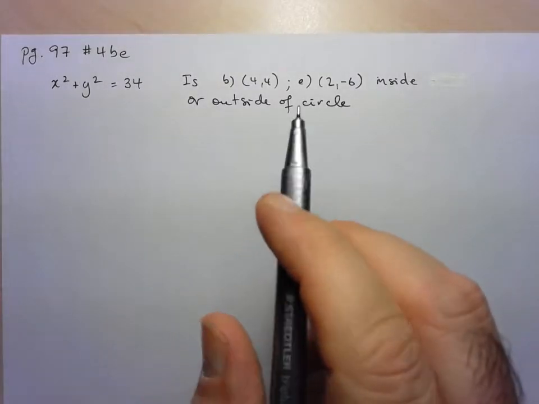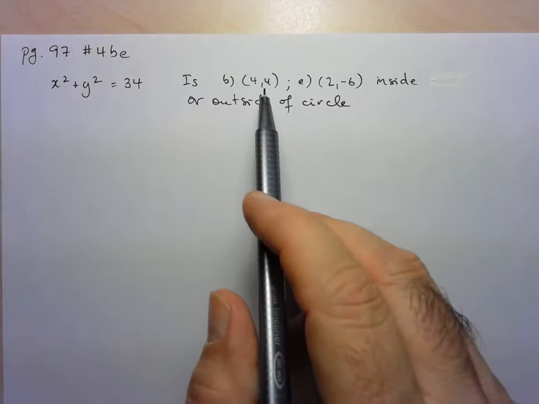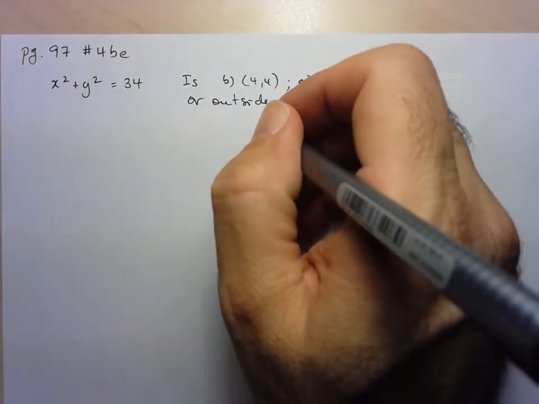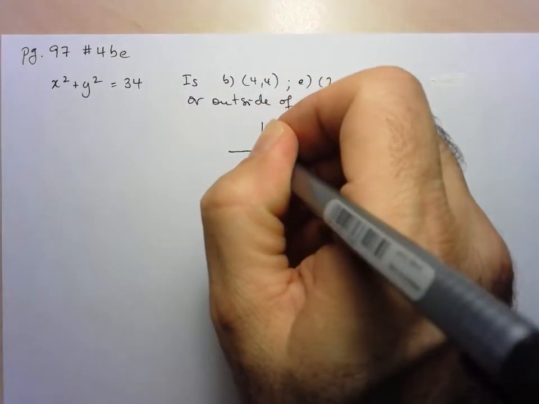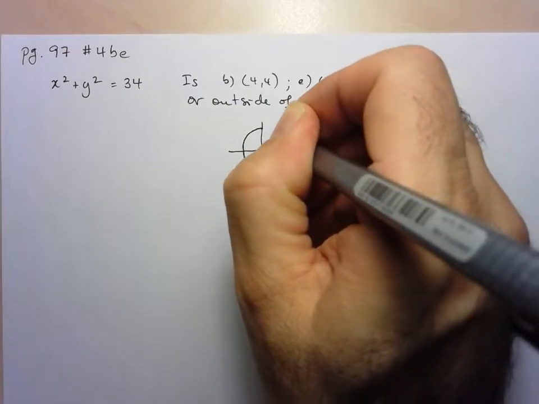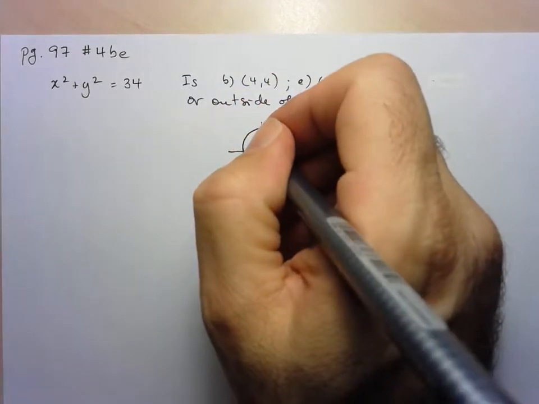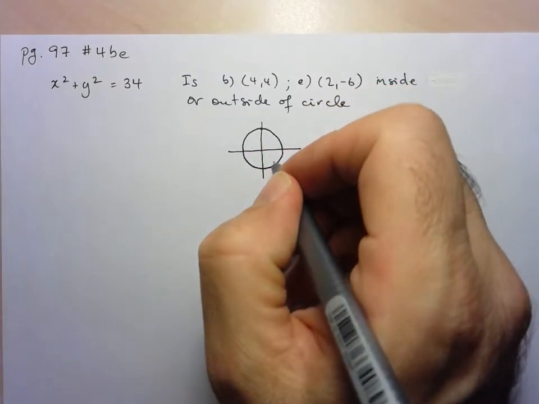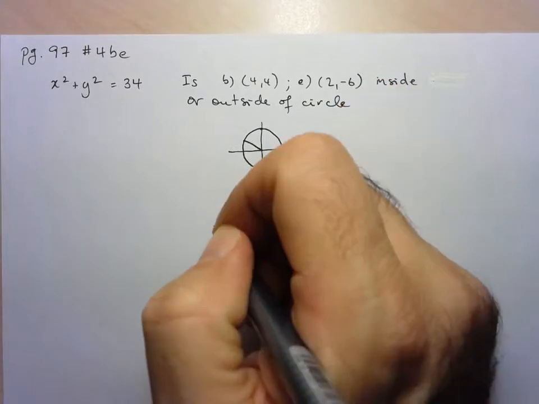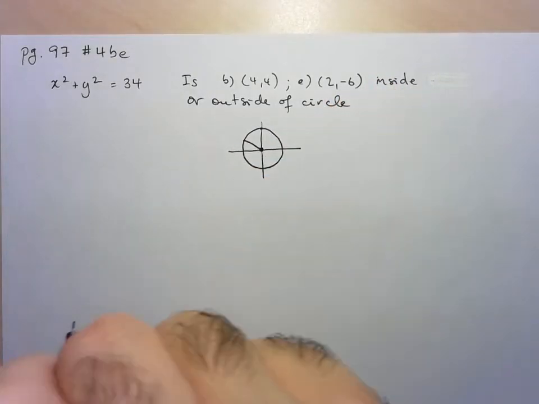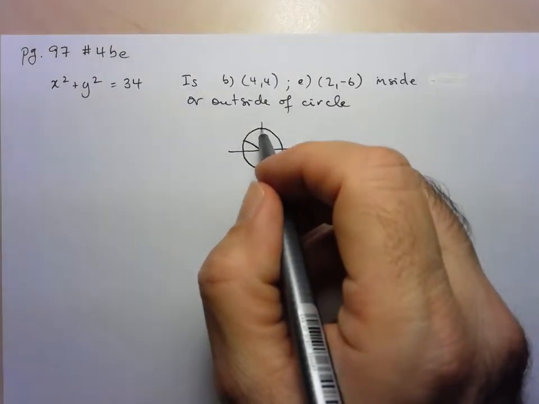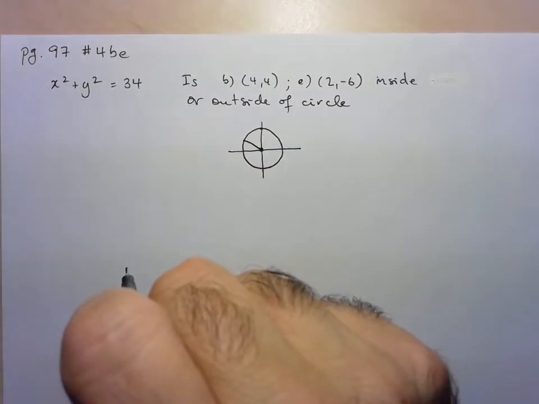So let's see what they're asking us to find here. They're asking us to determine whether these points are inside or outside of the circle. Let's draw a quick picture to see how this is going to work. I've got my circle centered at 0, 0. What's special about all the points on the circle? They all have the same distance to the center, which in this case is 0, 0. So whatever the radius is, it's the same on every point of this circle.